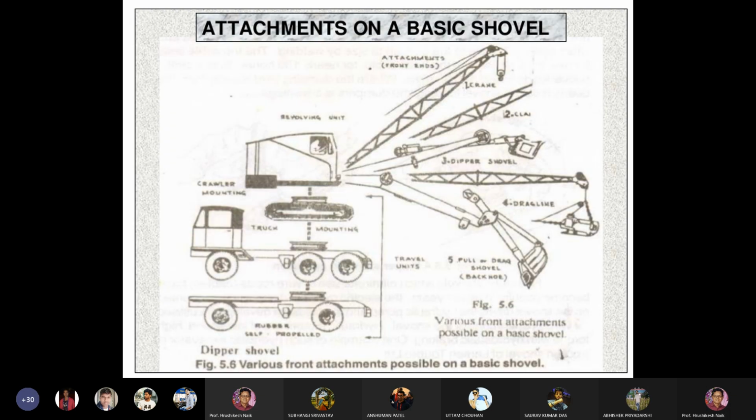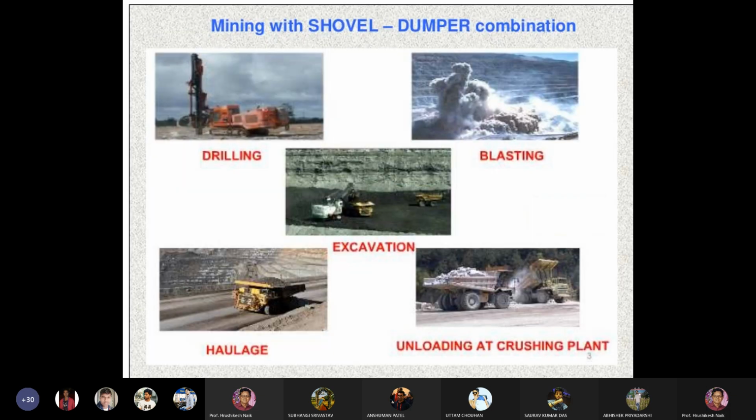So this is the shovel machine. These are the attachments on a basic shovel machine. So this is the shovel, this is the bucket of the shovel. And this is mining with shovel dumper combination. This is the drilling carried out in the mines. After that, blasting is done. After that, the shovel is loading to the dumper, where excavation is carried out by the excavator shovel. And this is the haulage. This is the dump truck taking the material, and the dump truck unloading the material at the crushing point where the material is crushed.